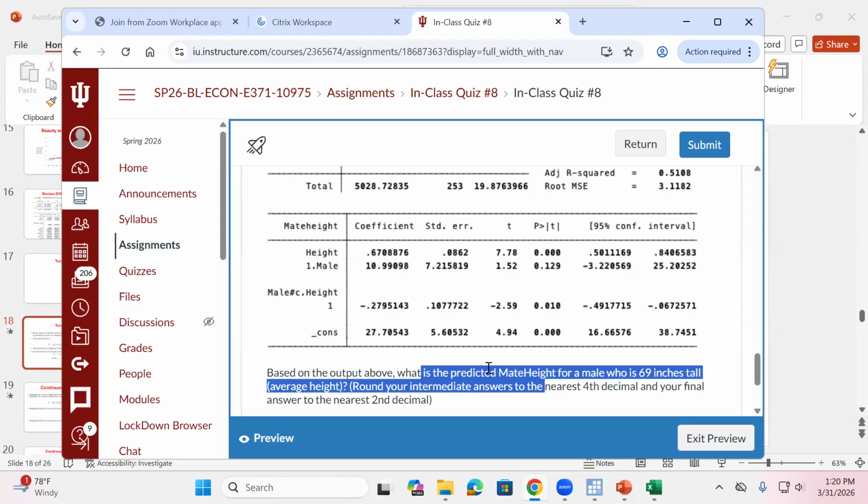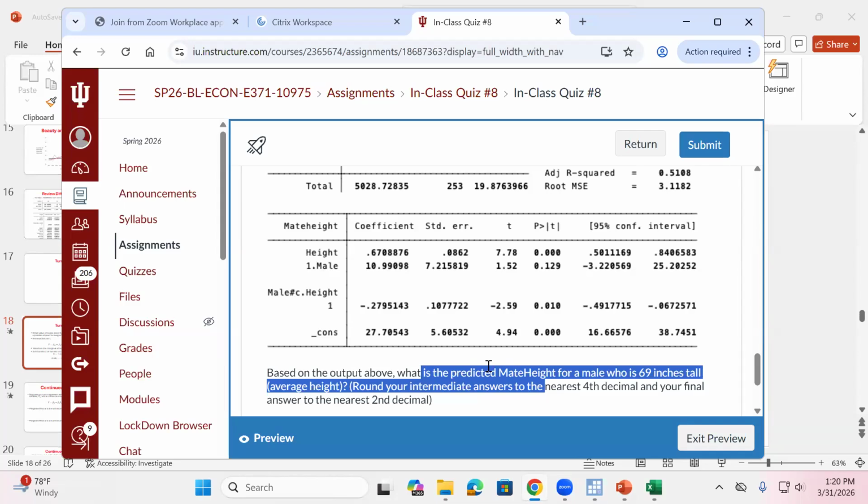So if I had a male who is 69 inches tall, I think that's the values that I used. All I would do here is say, okay, this value was what? 27.71. I would then have the coefficient on male, which was 10.99. This variable would be equal to 1, so that gets added into my prediction. I would then have the coefficient on height, 0.671 times their value for height, which we said was 69 inches.